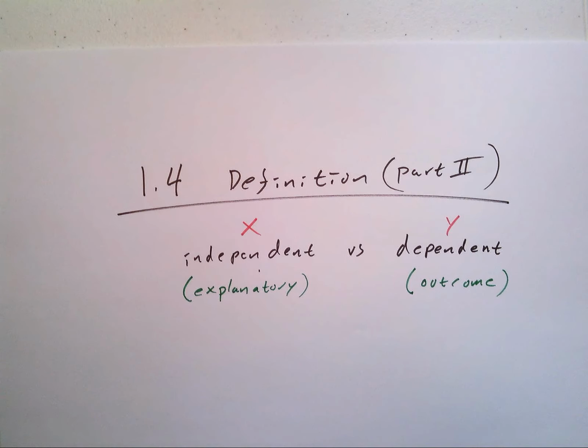All right, 1.4 definitions, part 2. Now, when you're running experiments, you have variables. Those are the things that can change. They vary. That's why you call them variables.